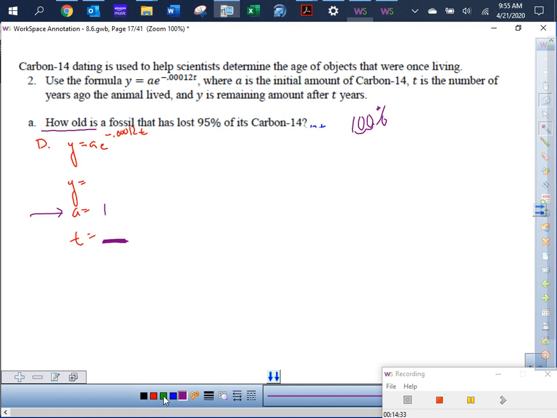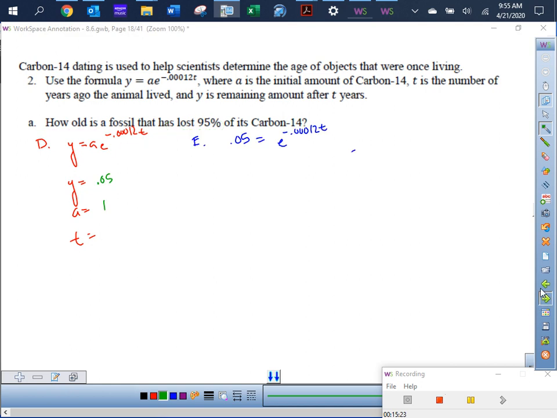And then the other tricky part about this is, oh my, it has lost 95% of its carbon-14. We don't care about how much it's lost. We care about how much it's kept. So if it's lost 95%, it has kept 5%, which we need to change to a decimal. So that's interesting and challenging right there. If you lose 95%, you've kept 5%, so that's all we care about here. And again, the initial amount was 100%, and we don't know the time. So if you see problems like that on the homework, please refer back to this for an example. They're not exactly like this, but they're close.